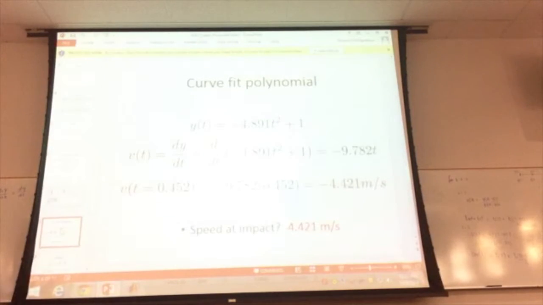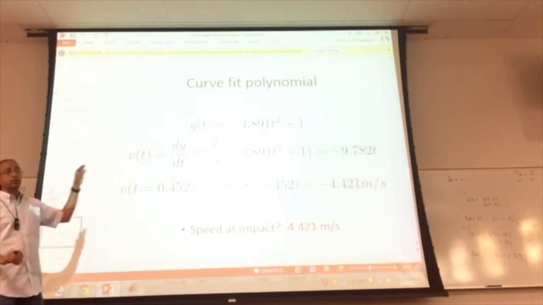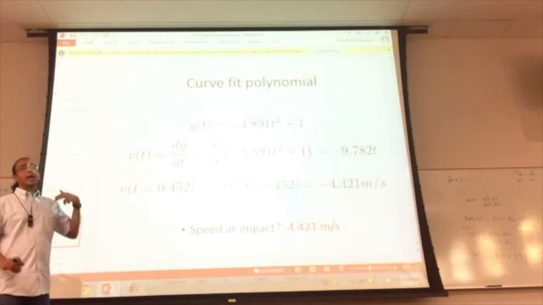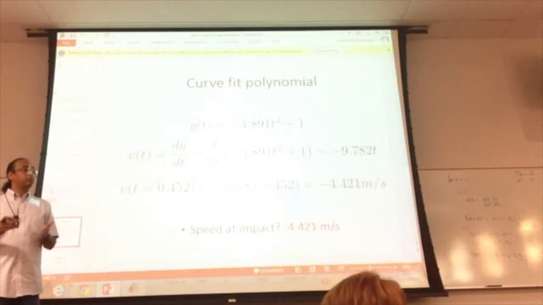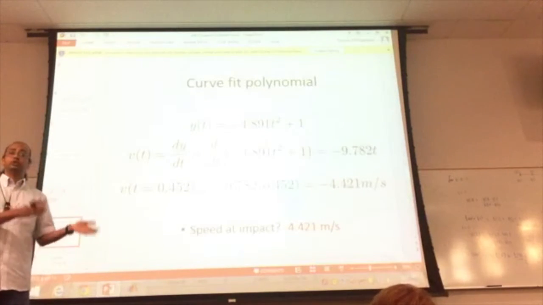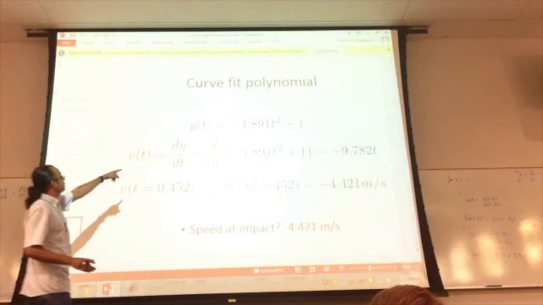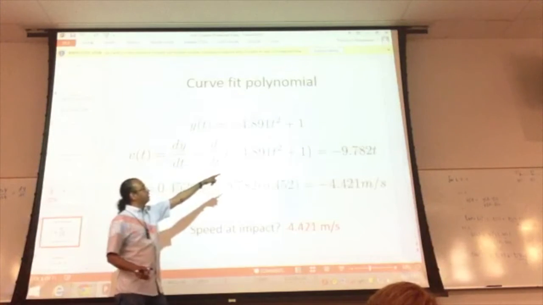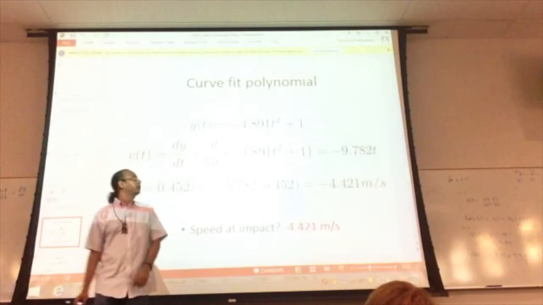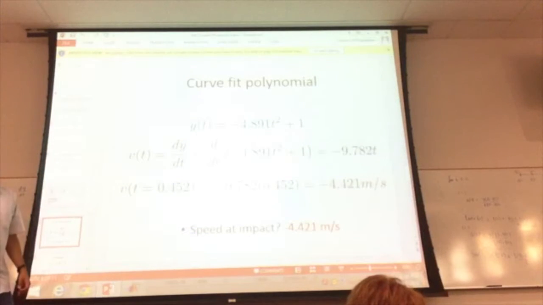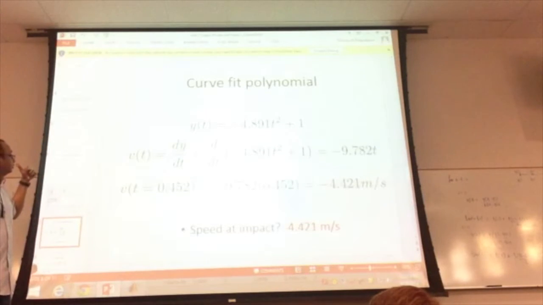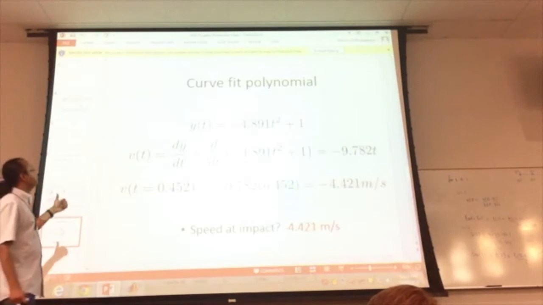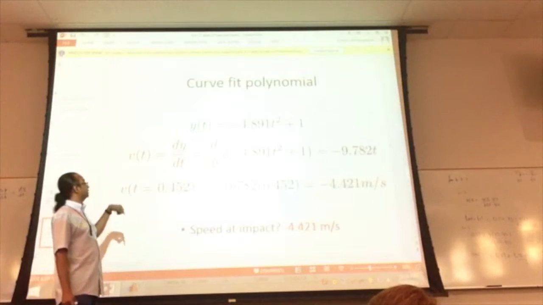All right, so now let's do the math way. So we have y of t, which is the equation of that curve that we fit. And y of t represents the position as a function of time. And if you'd like to calculate velocity, you would differentiate y of t with respect to time. So dy by dt would be this expression. So that quantity here, negative 9.82 times t, represents your velocity as a function of time. You can differentiate that once more, all right, and you would get acceleration as a function of time.